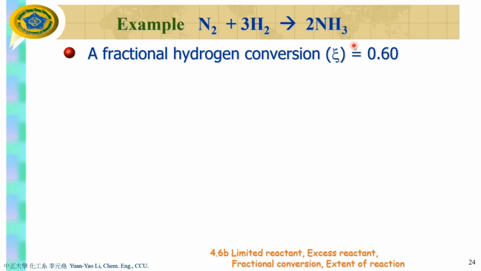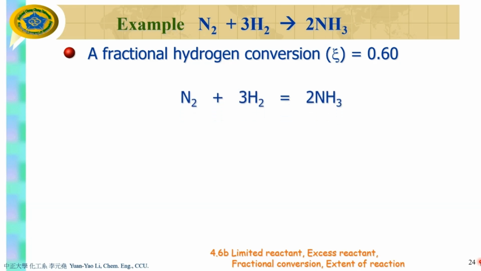And then what is this for? Does anybody want to tell me what is this for? Ammonia, what is this for? This is a great invention. Why is this a great invention? Because this saves life. You can make a lot of chemicals through this ammonia, especially fertilizer, right? You can make fertilizer using this ammonia. Right, the fractional hydrogen conversion is 60%.